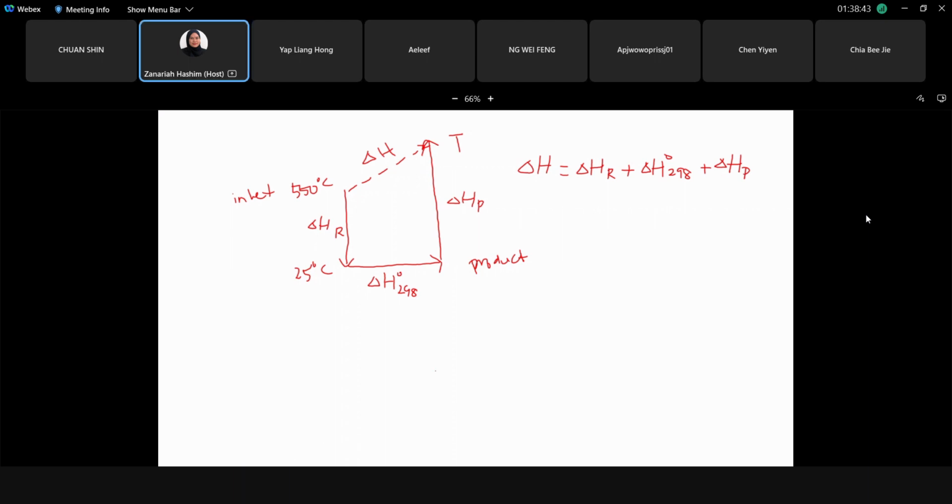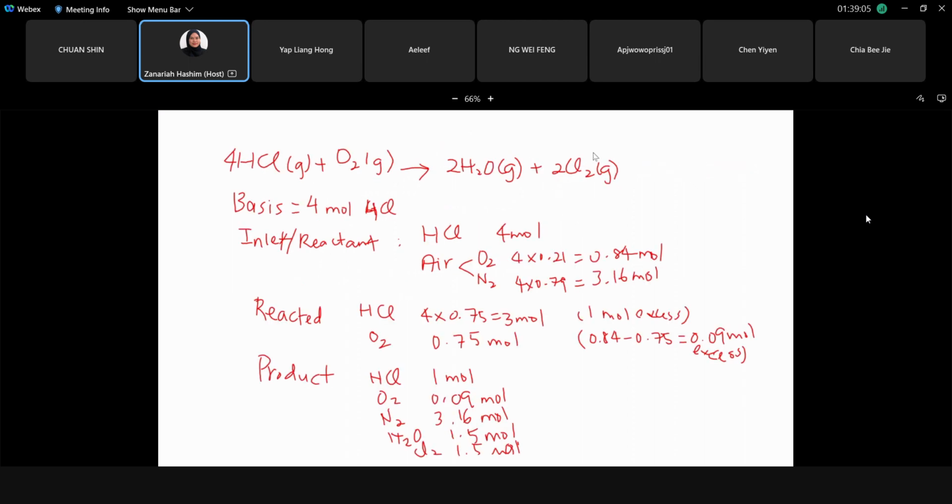Right. So it's up to you, you want to calculate the standard heat of reaction first. Because this is easier, we calculate the delta H at 298. This one you can get from the standard heat of formation data. So you have to refer back to your equation here. So you have HCl, and then O2 is an element. If it is an element it has no heat of formation. And then you have H2O as the product and Cl2. Again, Cl2 is an element. So you just need the data for H2O and HCl.